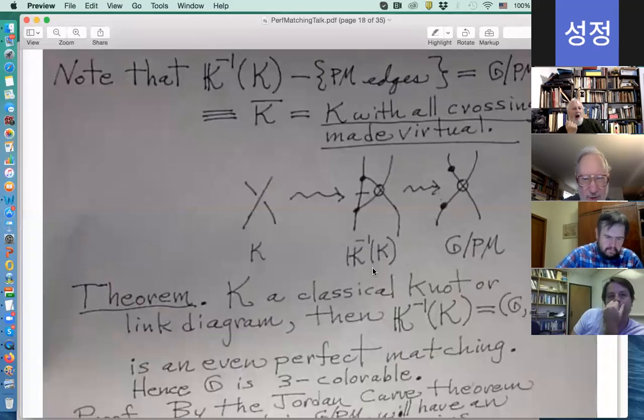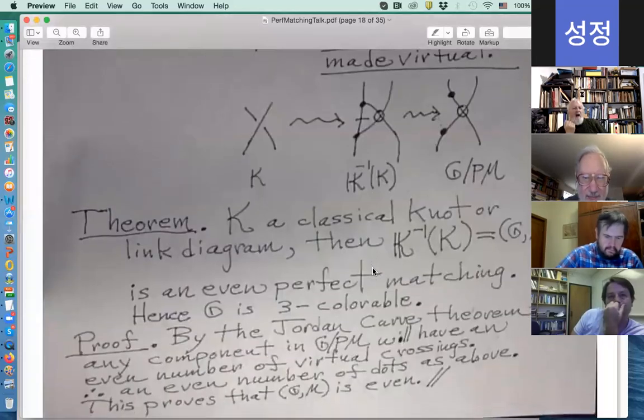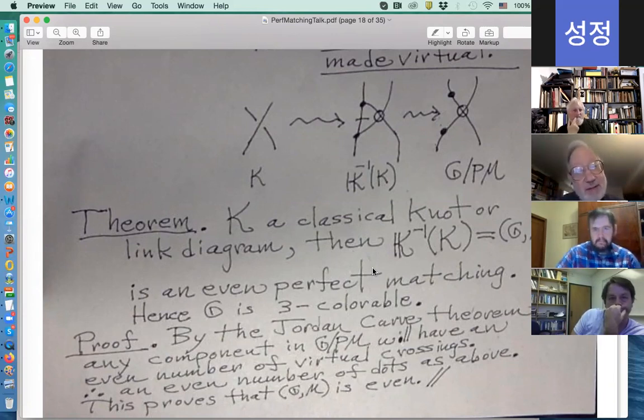Here's a little theorem. Take a classical knot diagram, then the corresponding graph has an even perfect matching. So if you take a classical knot diagram and perform the construction to get the graph, you get a 3-colorable graph, not always planar. So we're getting coloring theorems, not proving the 4-color theorem yet, but getting coloring theorems from the knot theory. Classical knots give you 3-colorables, some planar, some not.